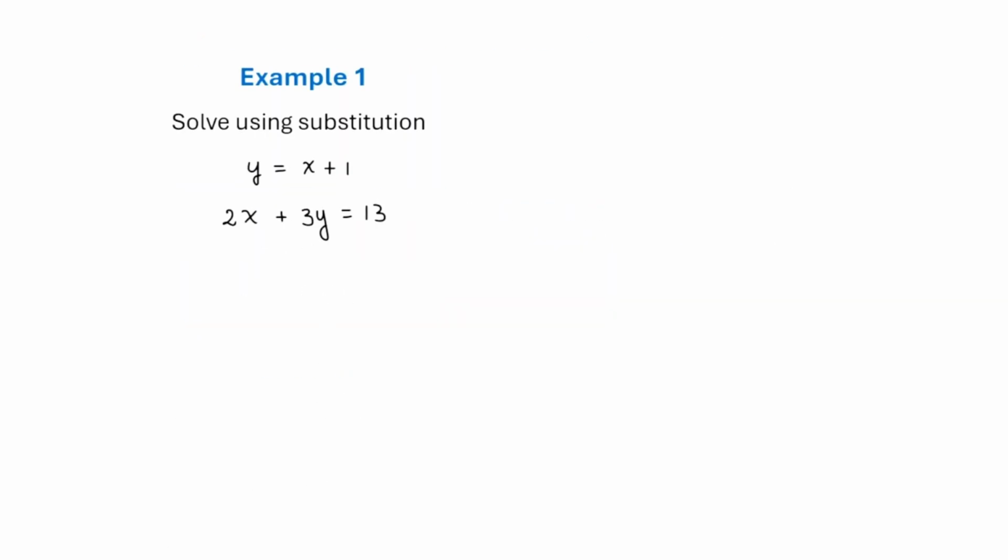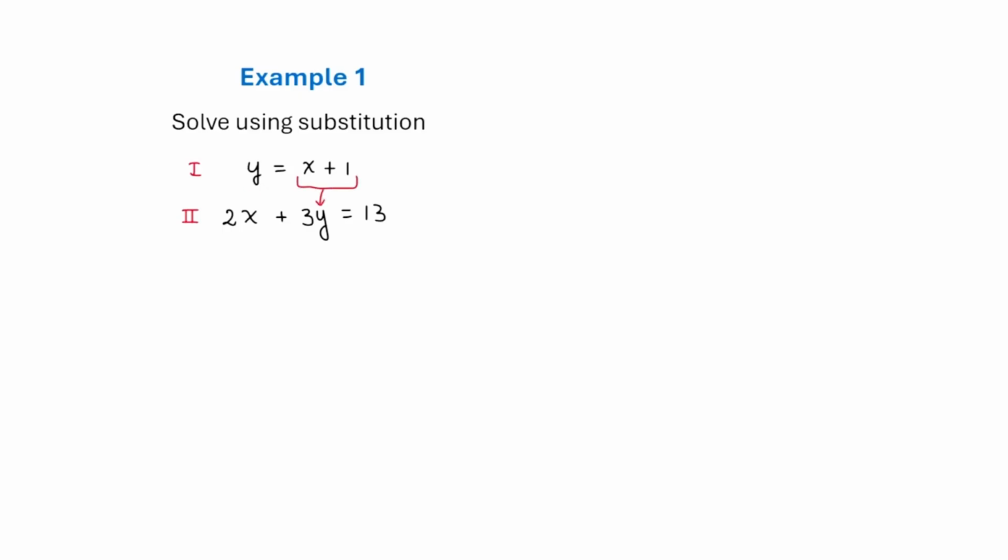Let's start with example 1. We want to solve these simultaneous equations using substitution. Equation 1 is y = x + 1. Equation 2 is 2x + 3y = 13. Here, y is already isolated in equation 1. So equation 1 tells us that y = x + 1. We use this information to substitute y in the other equation.